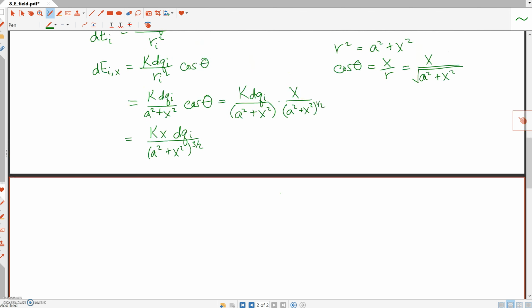Here we go. So to get the total electric field in the x direction, I need to sum up all of the little itty bitty pieces of electric field also in the x direction, which means I need to integrate k x dq_i over (a squared plus x squared) to the 3/2 power. Now, the question is, what's constant?